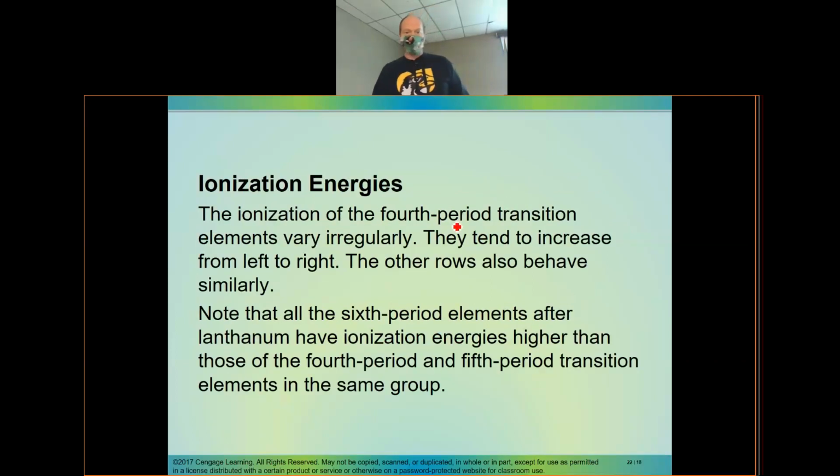Your ionization energy for the 4th period transition elements varies irregularly. They tend to increase from left to right. The other rows also behave that way, so there's not a perfect periodic trend, but they tend to increase from left to right. Note that all the 6th period elements after lanthanum have ionization energies higher than those of the 4th and the 5th period transition elements in the same group.